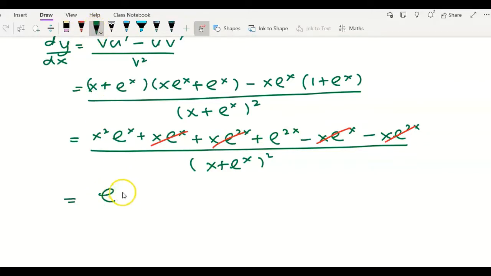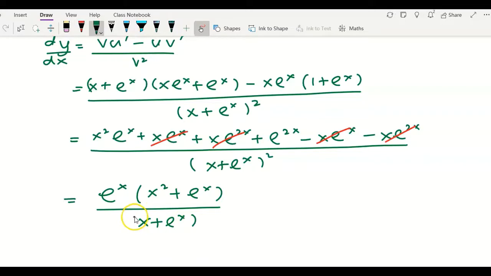So we can factor out the common factor, which is your e power of x. When the first term factors out the e^x, you have your x squared. Second term, you factor out the e^x, you have another e^x, over x plus e^x squared. Alright, so this and this are different, cannot be cancelled off, and this is our final answer.